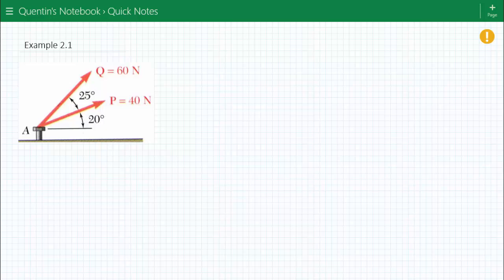Okay, let's look at an example in the book. It's example 2.1, and we have a bolt with two forces acting on it, with force Q at 60 newtons at some angle, and force P with 40 newtons at some angle. So we want to find the resultant force, or what is the equivalent single force acting on this bolt.